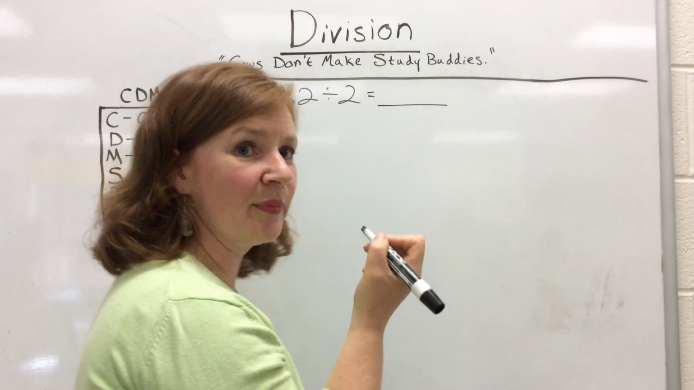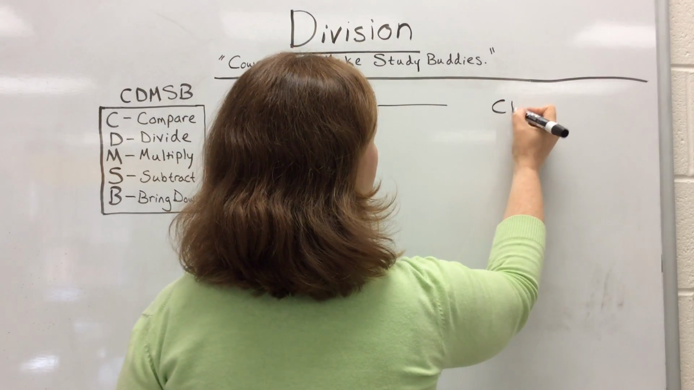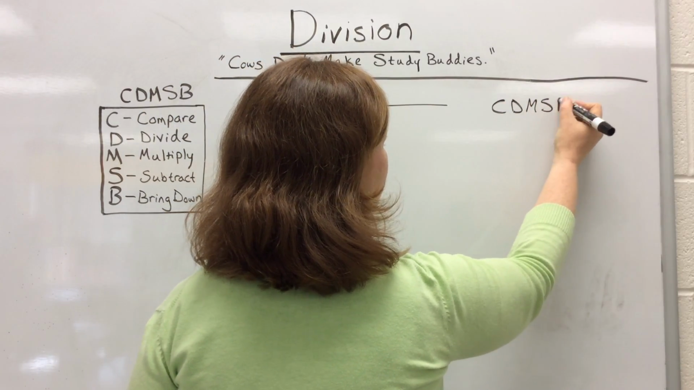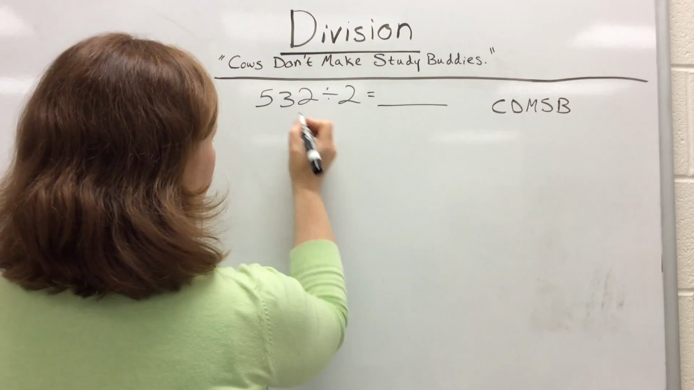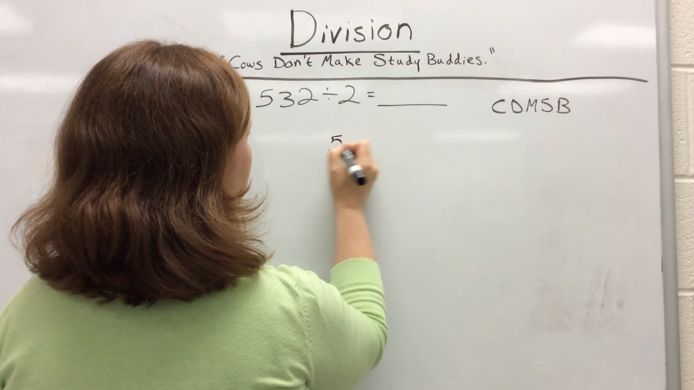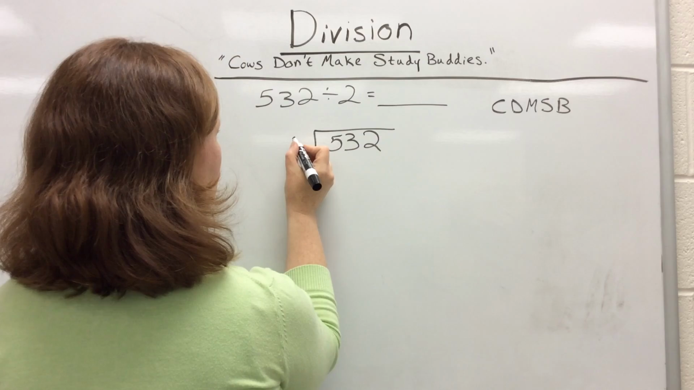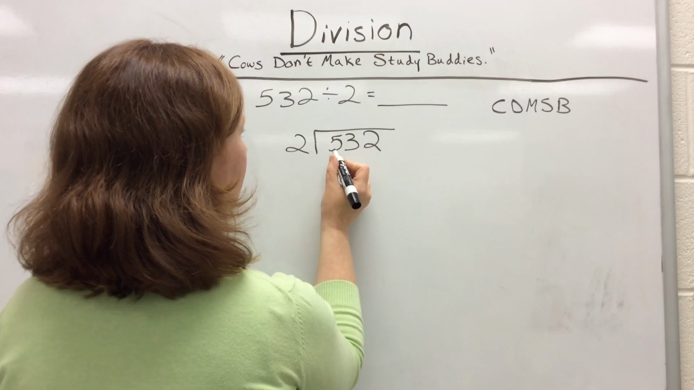I'll write CDMSB in the corner to help me remember what to do. Cows don't make study buddies. I'll put my problem in a traditional bracket. So my dividend, 532, goes under the bracket. My divisor, 2, goes on the outside.